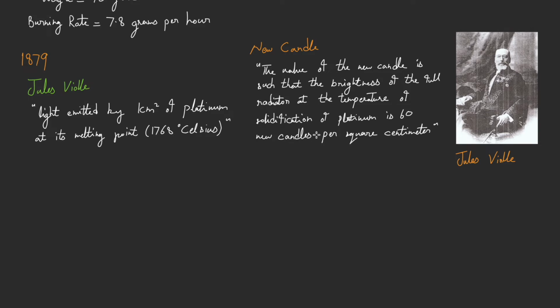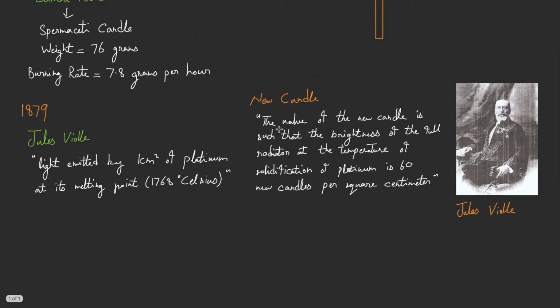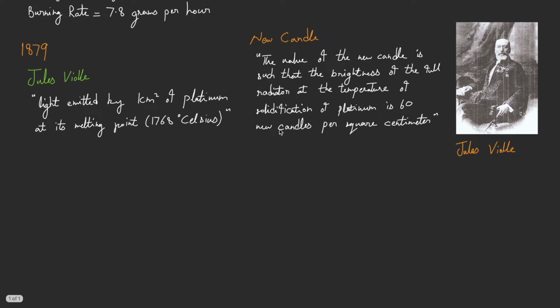So the 60 new candles per square centimeter is because they wanted the definition similar to the previous unit, which was the candle power. That is why they chose this 60 new candles per square centimeter. They actually wanted to make it similar to the previous unit candle power by dividing the viole, which was called 1 viole actually, divided by 60, hence the definition of new candle.